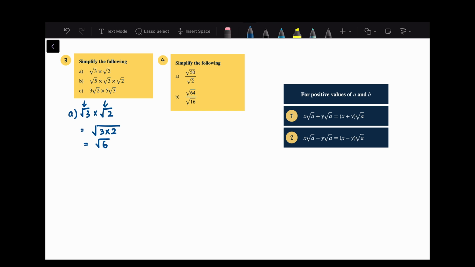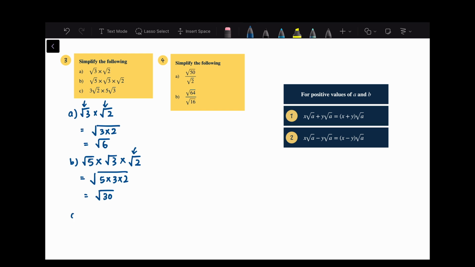Let's try another example. We have square root 5 times square root 3 times square root 2. We notice that the surds, which is the square root over here, is actually the same. So what we can do is to house them under the same square root again: 5 times 3 times 2, which gives us square root 30.